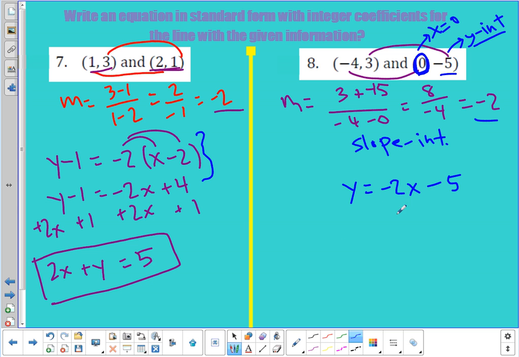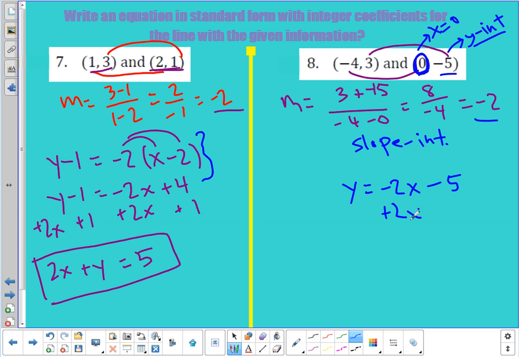So I'm kind of taking a shortcut here because of the points I was given. Now you could have gone through the hassle of doing point slope form and you would have come up with the same answer. That's just fine. But I like to recognize shortcuts when I see them. So if I see that x is equal to 0, I know that's my y-intercept. I'm just going to write it in slope-intercept form, and then I'm good.